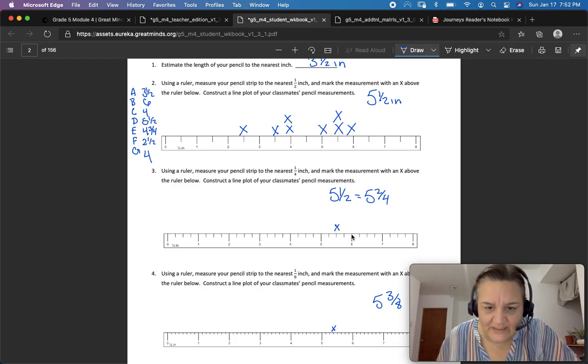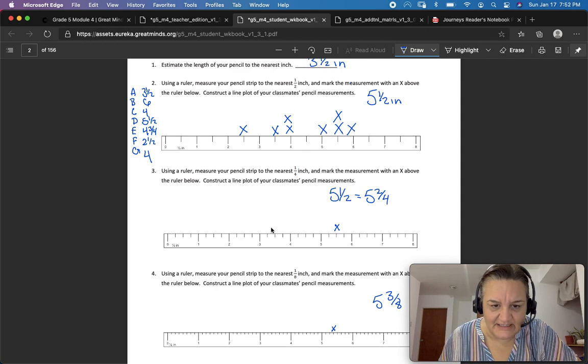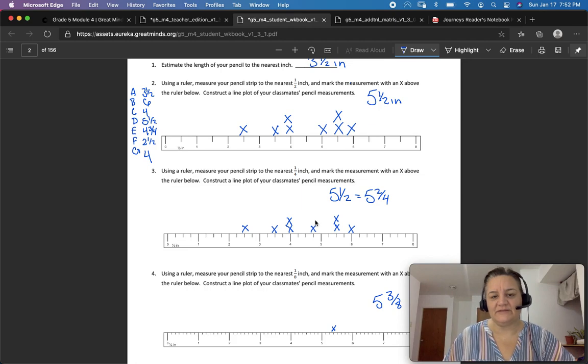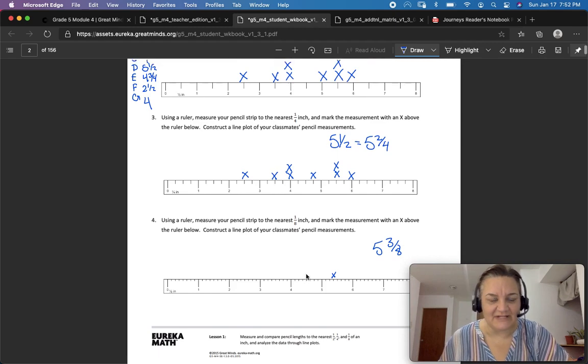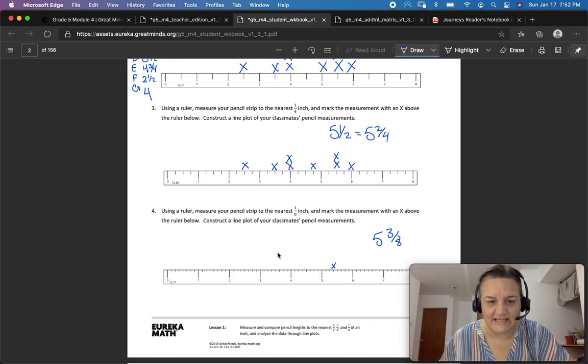Now, if we're being more specific, we're still going to plot these same things: 3.5, 6, 4, 5.5, 4 3/4, 2.5, and 4. They look pretty close, don't they? Except this one just moved slightly, okay? And if we're doing 8ths, and I said mine was actually 5 3/8, it's still going to look the same because this is made up. If we were doing this in the classroom, I think that it would be a little bit better.